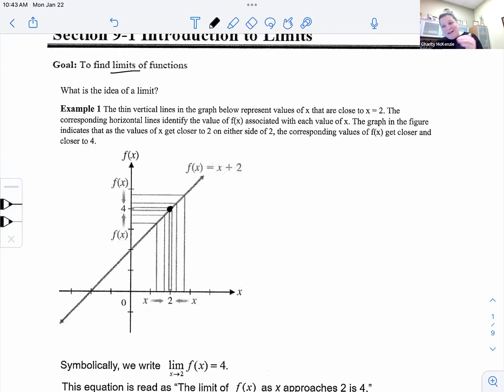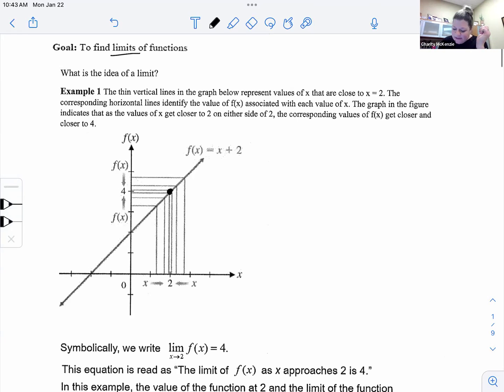So we'll look at the left side, which is coming from the negative, and we'll look at the right side that is coming from the positive. And where are they headed? So we don't just say, oh, well, at 2, you're at 4. It's not that easy. Some of them are, but we want to look at the left and right side. So some of your homework will be literally looking at the left and from the right. Some will just say, what's the limit of this?